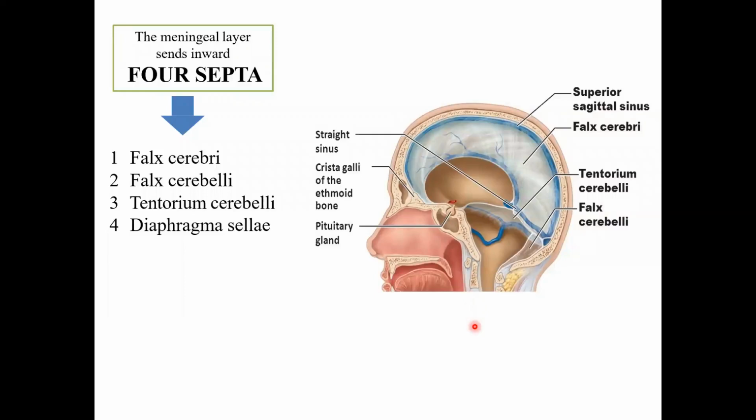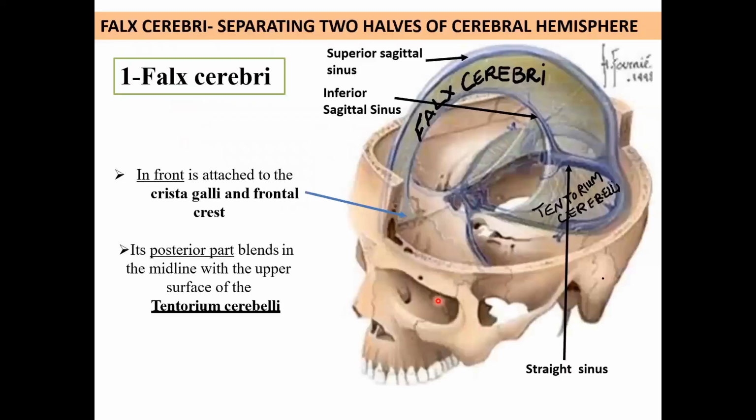So first is the falx cerebri. The falx cerebri is the large sickle-shaped fold of the dura mater. It has an anterior and a posterior end. The anterior end is very narrow and is attached to the crista galli of the ethmoid bone and to the frontal crest. And posteriorly, the falx cerebri becomes broad, and at the posterior end it is attached to the superior surface of tentorium cerebelli.